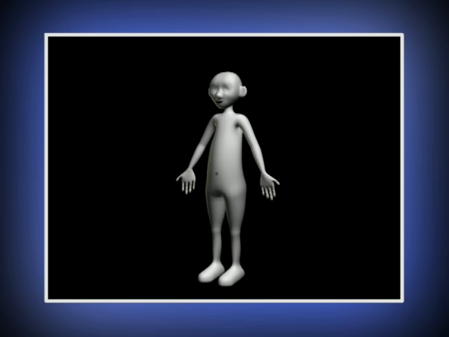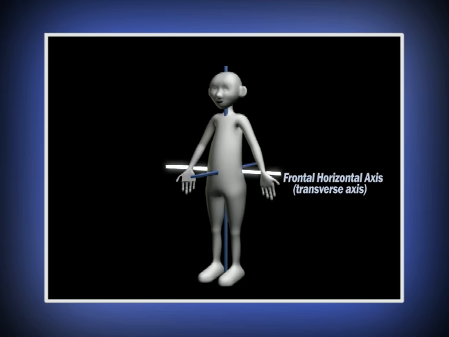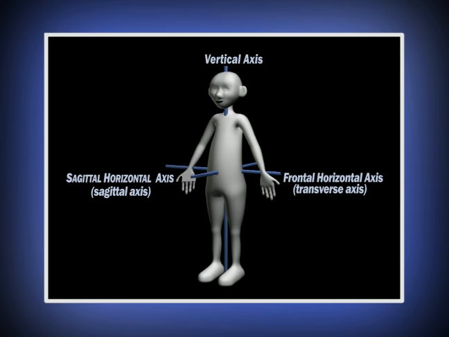As stated earlier, human movement takes place in a plane about an axis. There are three axes that we will be discussing: the frontal horizontal axis, the sagittal horizontal axis, and the vertical axis.